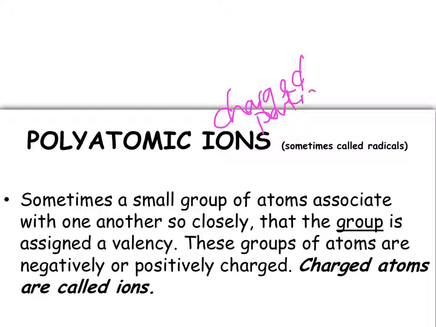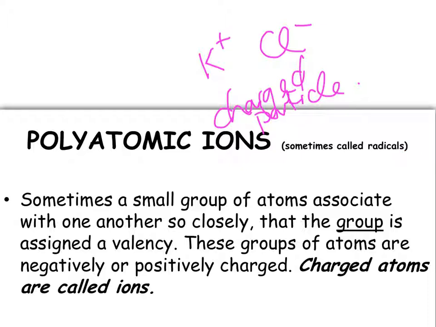So, for example, when you have potassium and it's lost one electron, it will become K+. When you have chlorine and it's gained one electron, it will become Cl-. The fact that it's got an extra or a shortage of electrons means that you have got an ion. Sometimes polyatomic ions are called radicals.